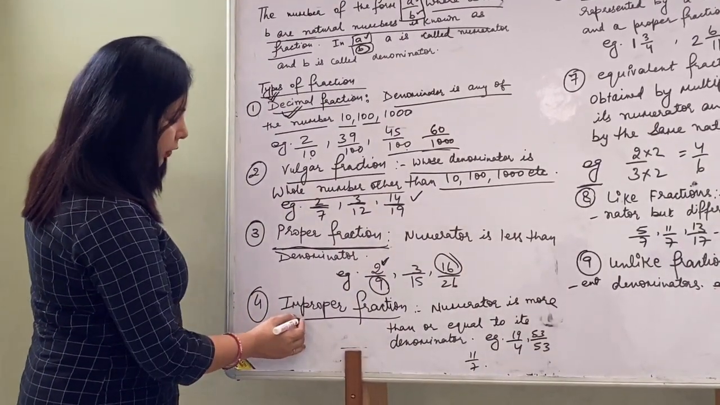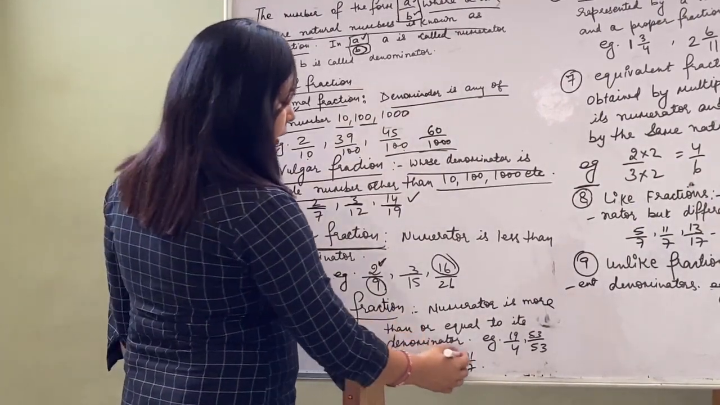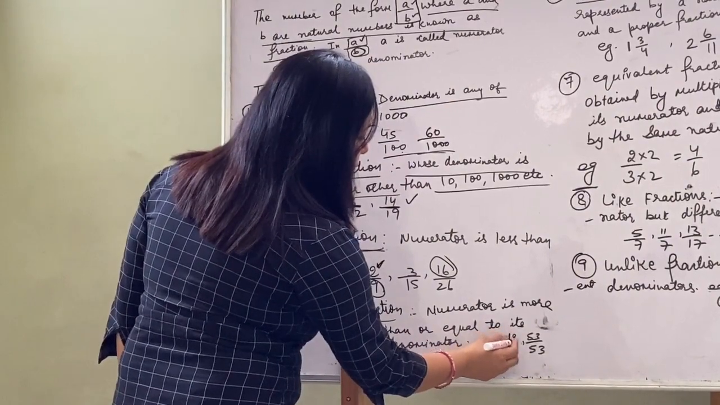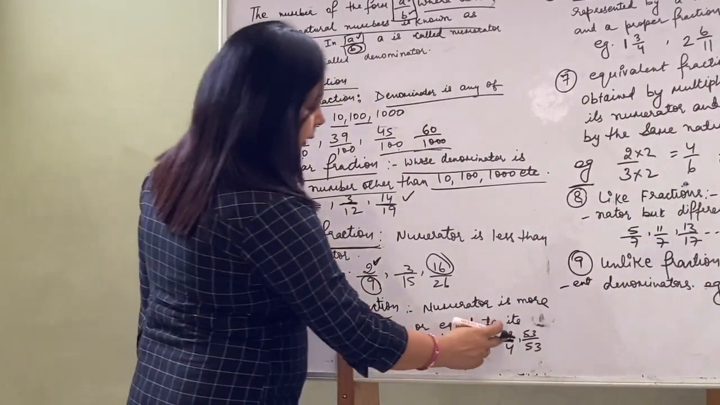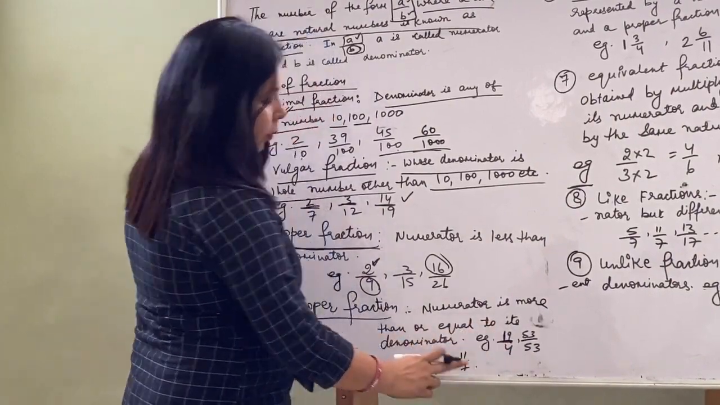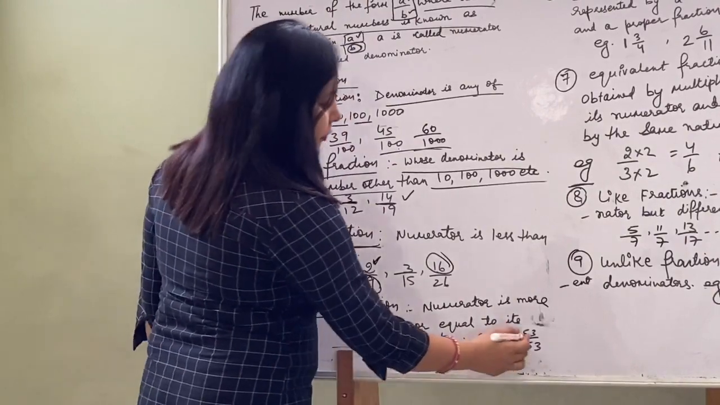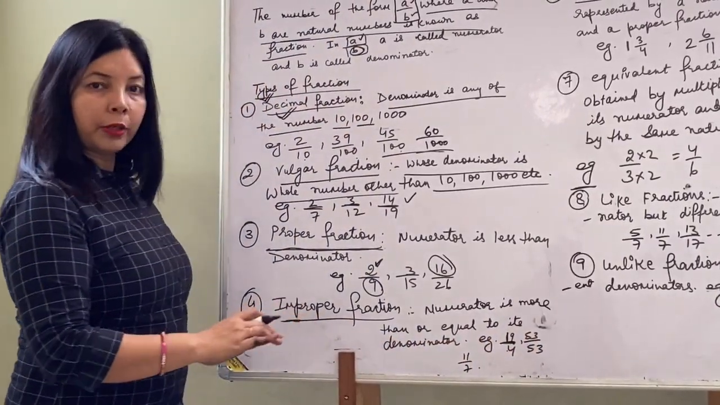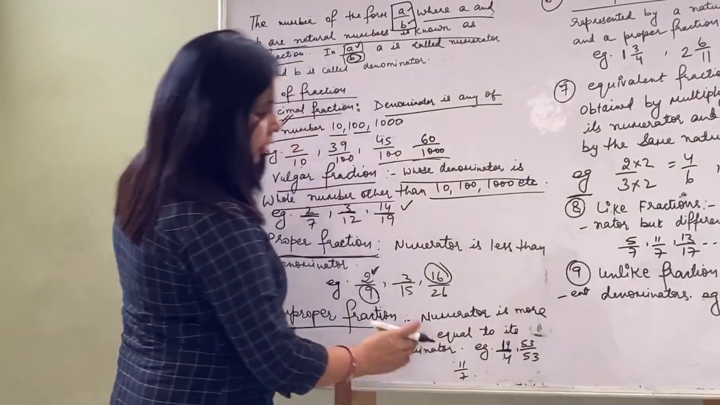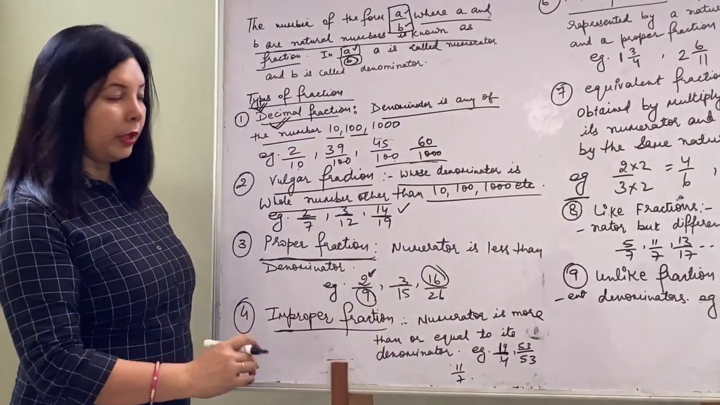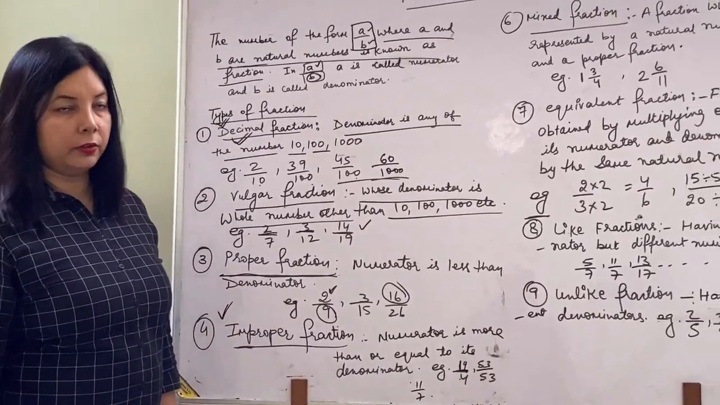Now improper fraction, just the opposite of the proper fraction. Here the numerator will be either equal to or more than the denominator. Like you can see in the examples: 19 by 4, 19 which is the numerator is more than 4. 53 by 53, here numerator and denominator are both equal. 11 by 7, again the numerator is more than the denominator. Such a fraction is known as an improper fraction.